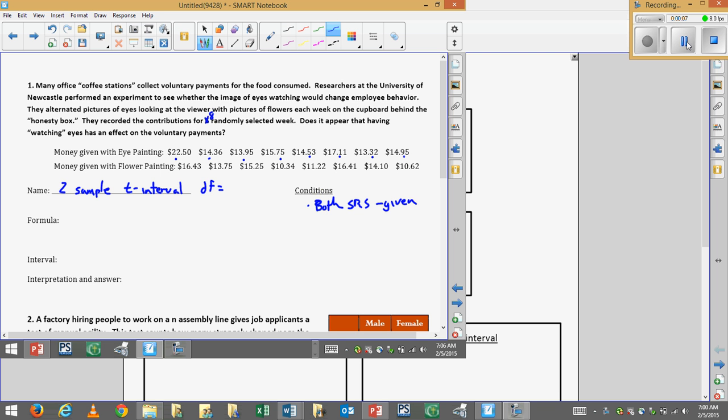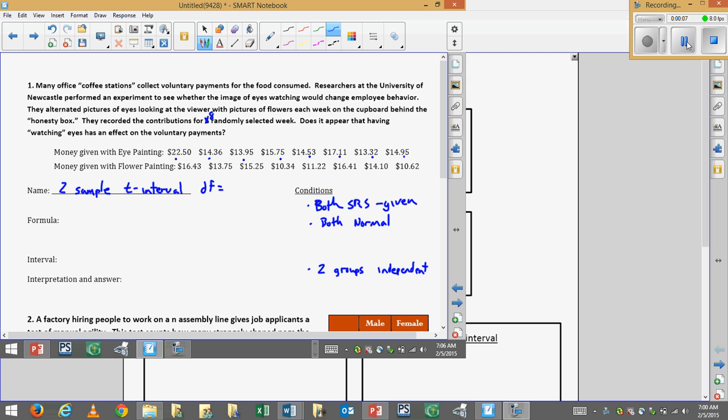Here, not sure. They're not big enough, but what we can do is put this data in the calculator so we can check for normality. And the two groups are independent. Whether there's eyes there is not going to affect whether or not there's flowers there. So we can go ahead and say this one with some confidence.